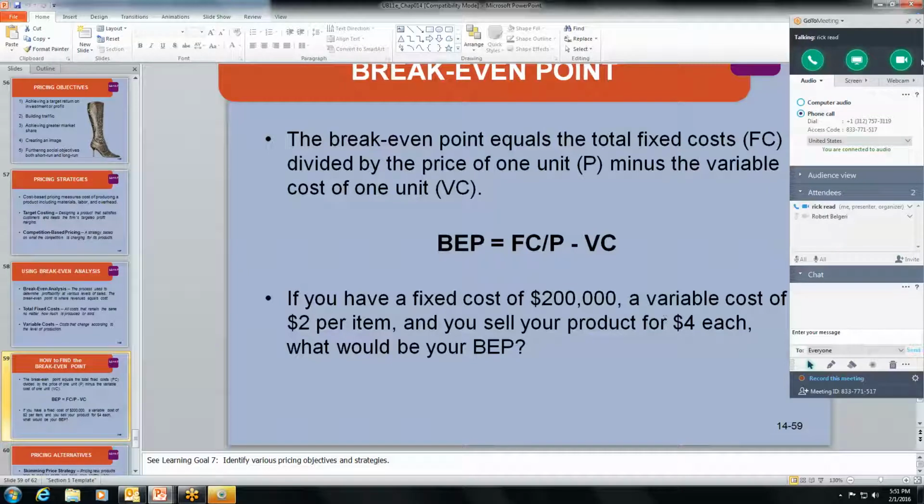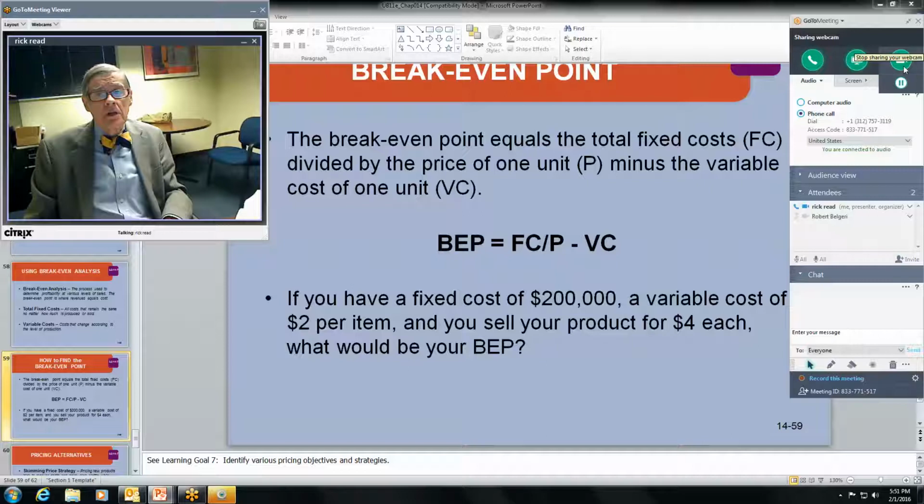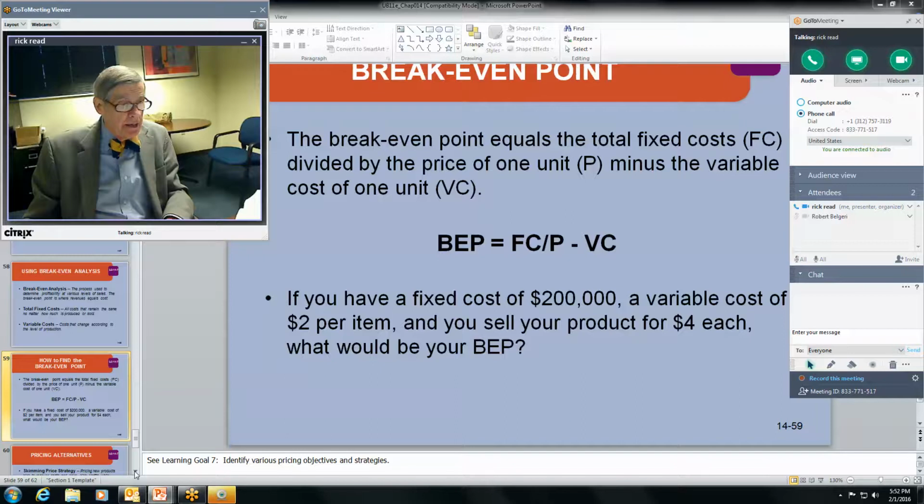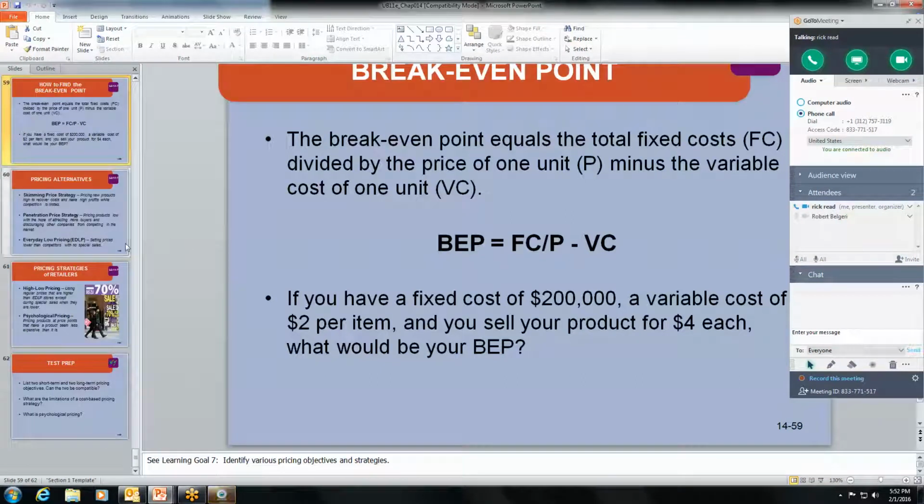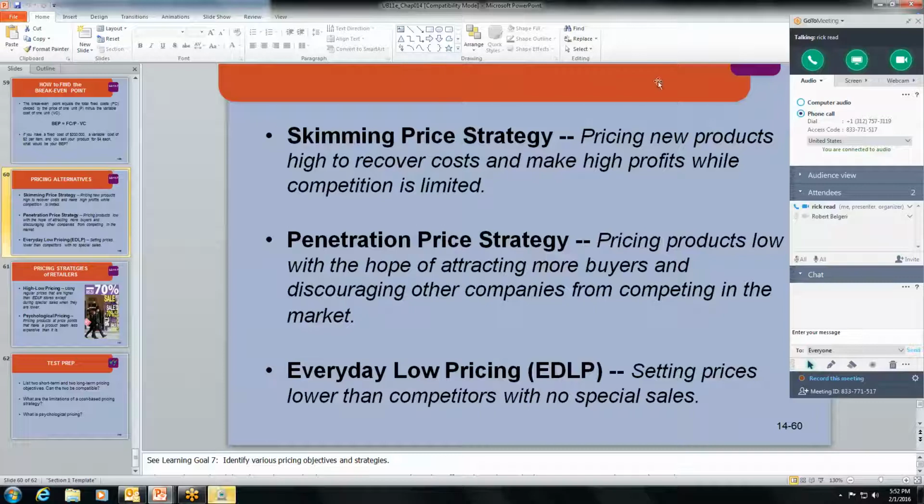This is a calculation on how to find a break-even point. Not something that you need to worry about, but if you want to think about it, the break-even point equals the fixed cost divided by the price of one unit minus the variable costs. So notice it says if you have fixed costs of $200,000, a variable cost of $2 per item, and you sell your product for $4 each, what would be your break-even cost? I'm not going to get into that. I'd have to stop and think about it. Probably should never have brought it up. These are pricing strategies.